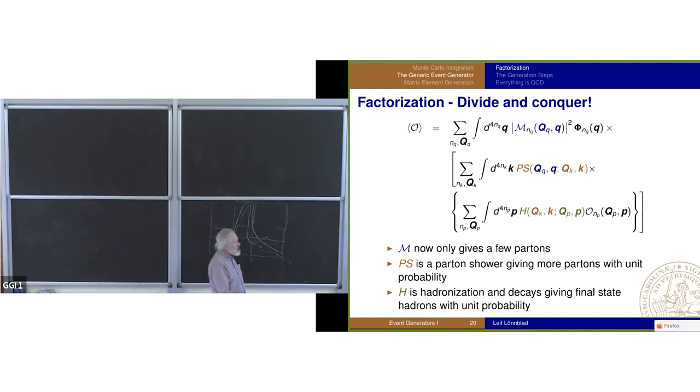So this is what I will talk about with parton showers, next lecture, and also a bit about hadronization. It's a bit more complicated than that, but it's this divide and conquer. You start with the simple stuff. That gives you the main features of the event. Then you add things with unit probability. So you just modify the event to get the hadrons that the experiments actually detect in their detector.